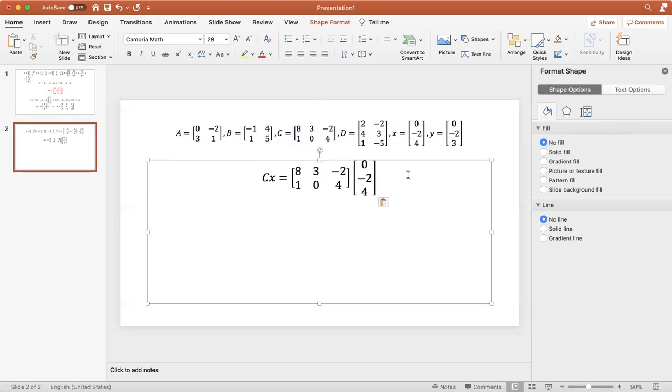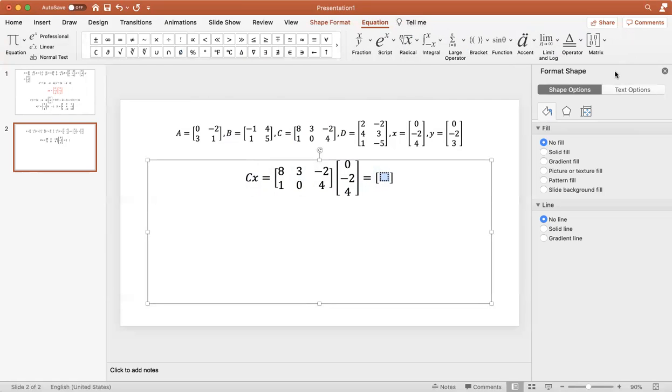This is a 2 by 3 matrix, and you have a 3 by 1 matrix, and so you're going to get a 2 by 1 vector, a 2 by 1 matrix. So let's insert the placeholder here. We're going to get a 2 by 1 matrix.